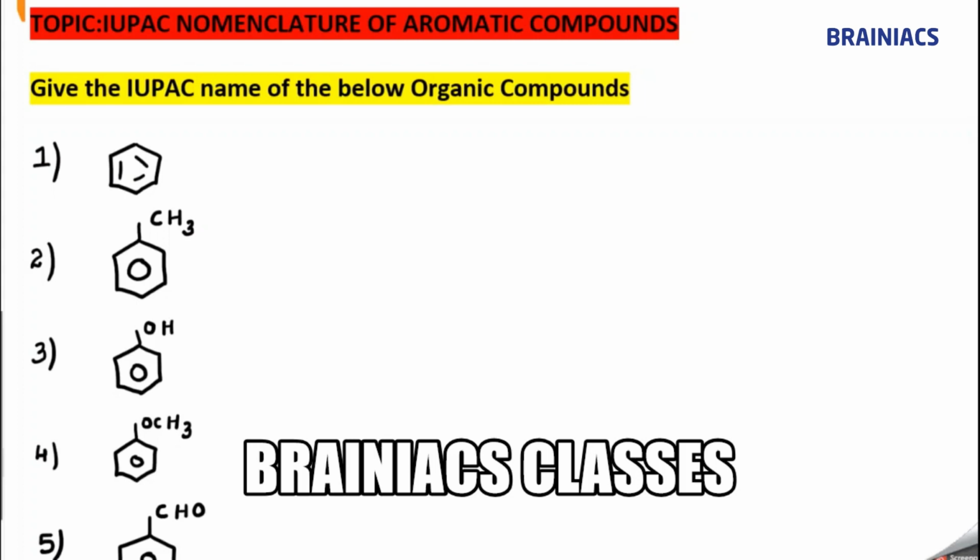Now the question here, as you expected: give the IUPAC name of the below organic compounds. Before I go into this, please understand that for aromatic compounds, these compounds were discovered earlier actually. So some of the common names are accepted as IUPAC names. That's the reason why I am taking this as a special topic. The common name of this compound is benzene, and this is also considered as the IUPAC name. So the IUPAC name of this compound is benzene.